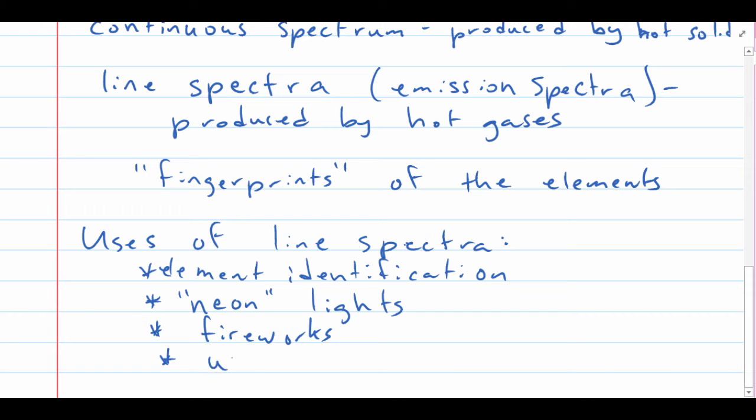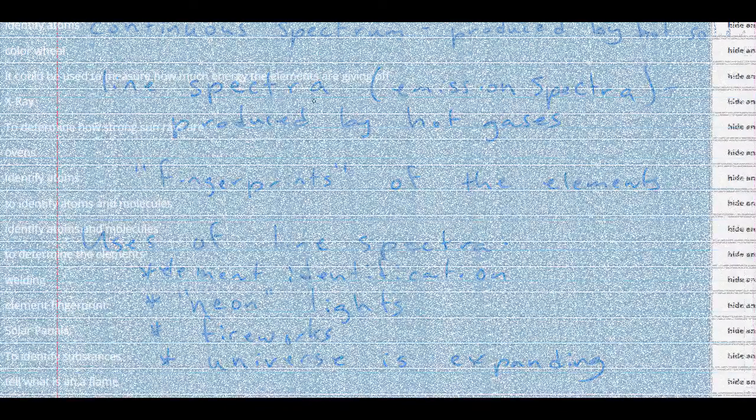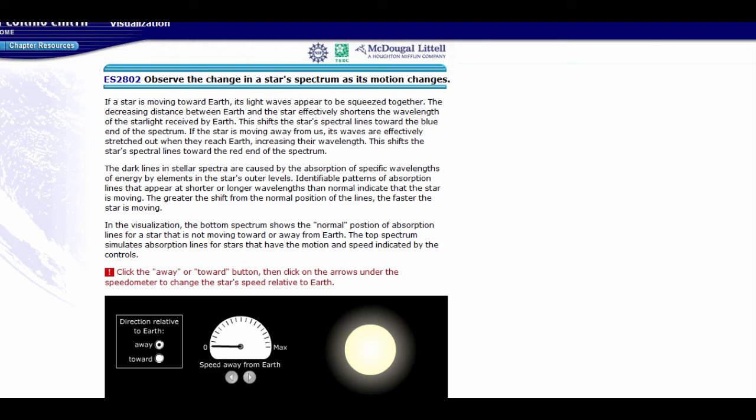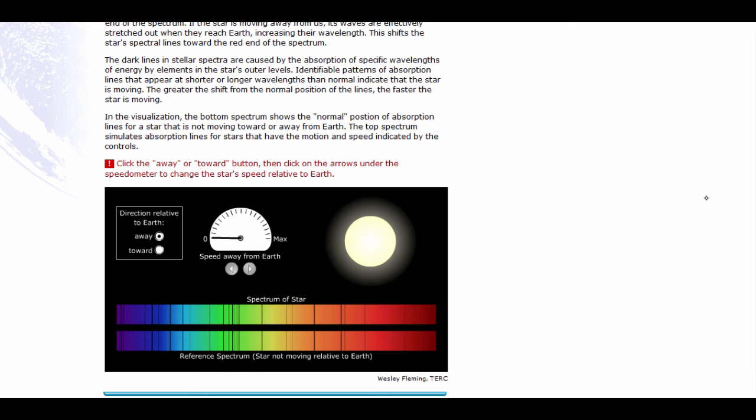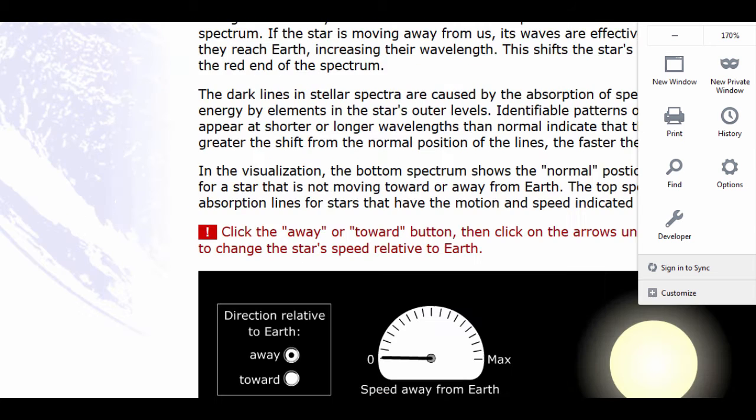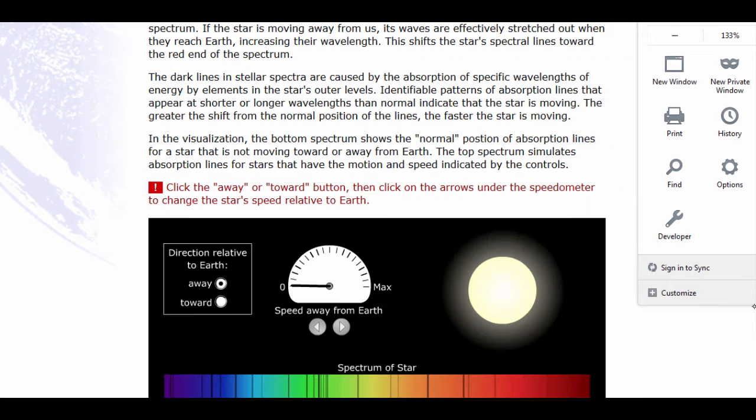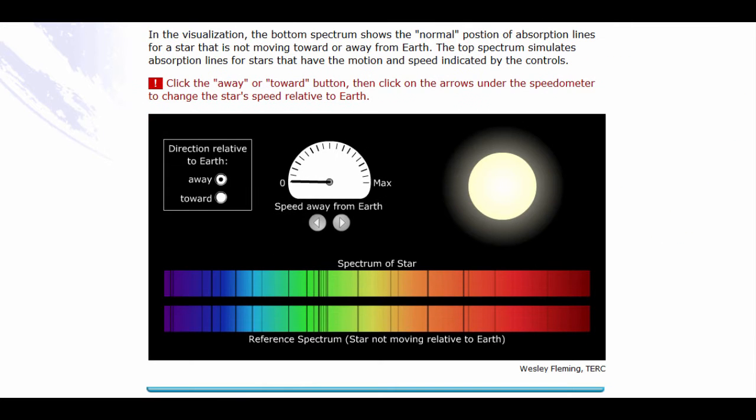Okay? And then another one here that was not mentioned is that the universe is expanding. The universe is expanding. And for this one, I actually have a website that helps show us this concept, and I will link it to the D2L content section for today. But on this website, this here shows us what happens when we look at the stars. Now it's kind of interesting here.